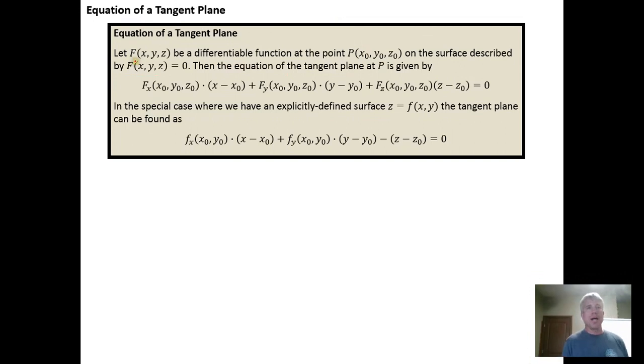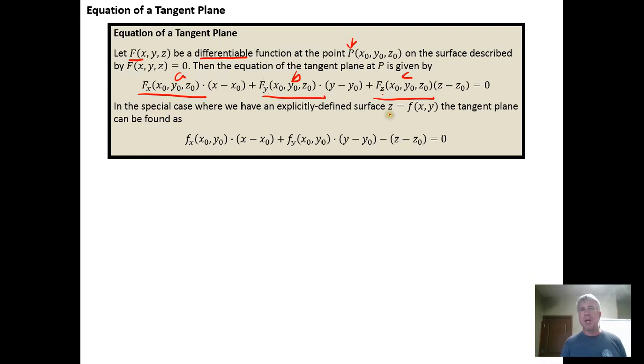If you have a function big F that's differentiable, that has derivatives at the point P given by x naught, y naught, z naught on the surface big F equals 0, then you can find the equation of the tangent plane by using the partial derivative of big F with respect to x evaluated at your point. This is your A. The partial derivative with respect to y is going to be your B, and your partial derivative with respect to z is just going to be your C. In other words, the gradient of F gives you the normal vector that you need.